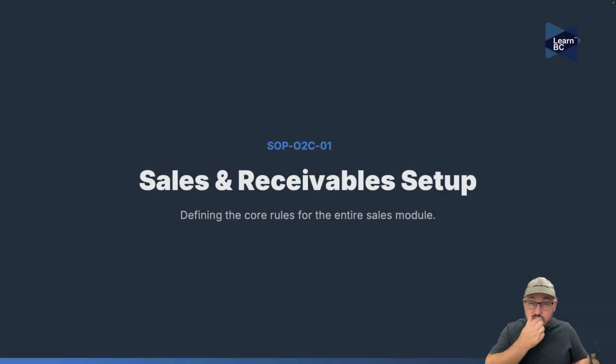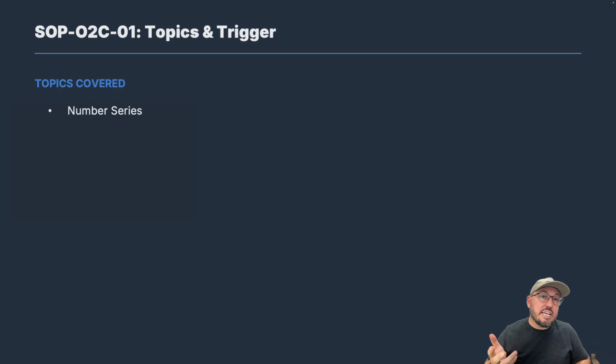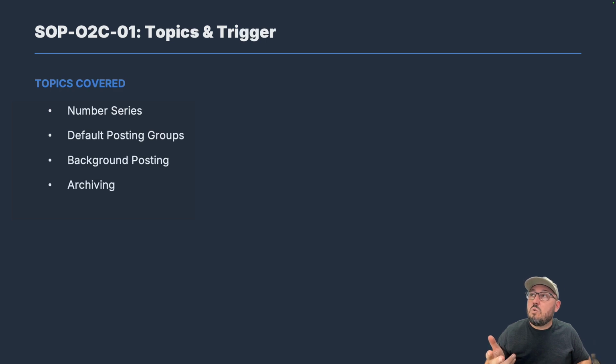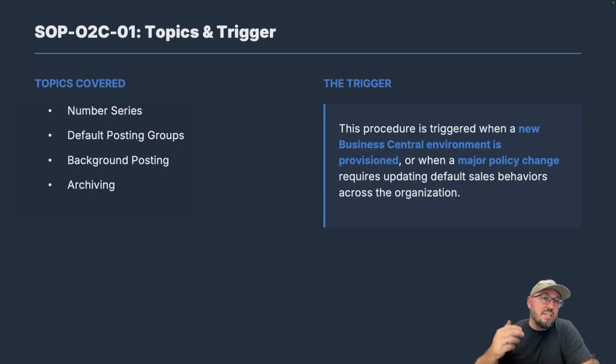Well, the sales and receivables setup is important, but it comes from where we have a new business that we're going to be setting up, or it's a new company primarily, or you've changed the policy. Now, some of the things that we're going to cover in this setup, it's not everything, but it is going to cover a few important things. One is the number series. Two is the default posting groups. Three is the background posting, if that's what you do, and archiving, which definitely makes a difference within any particular business.